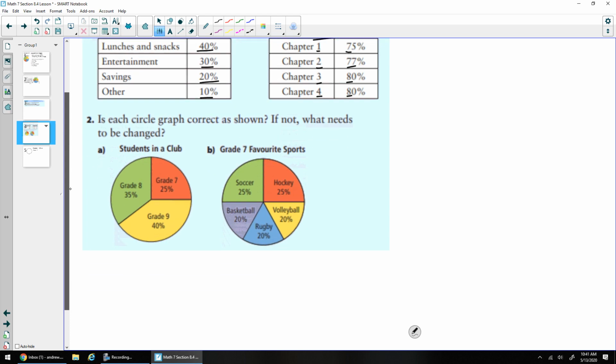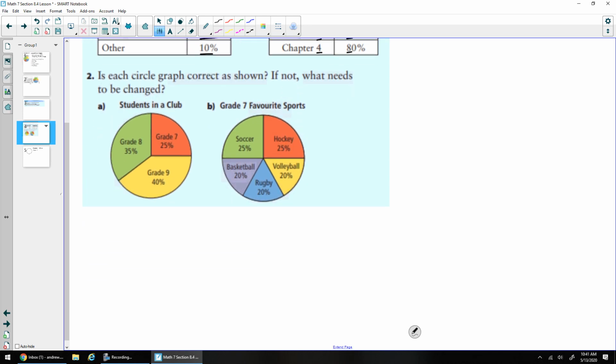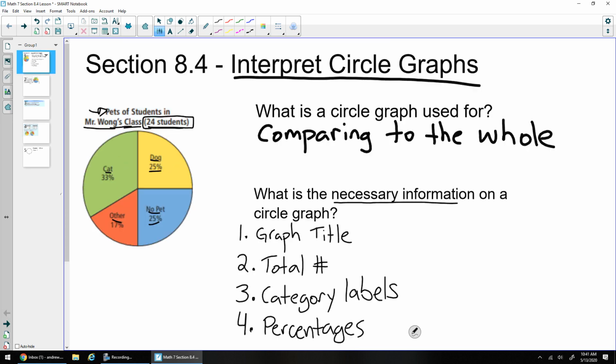Okay, and then, is each circle graph correct as shown? If not, what needs to be changed? So in these two circle graphs, is there anything in either of them that needs to be added? Let's think of our checklist. It needs to have a graph title. It needs to have a total number. It needs to have category labels, and it needs to have percentages. So let's see if these graphs have that.